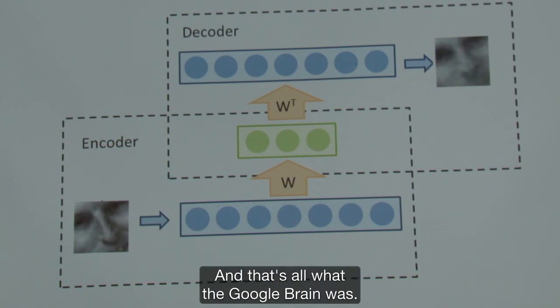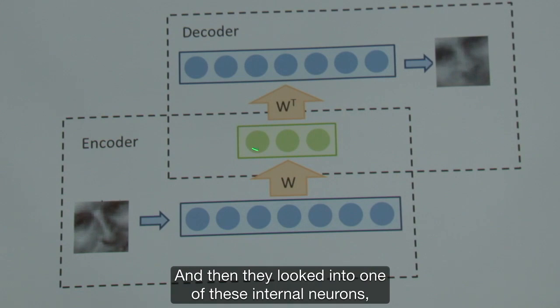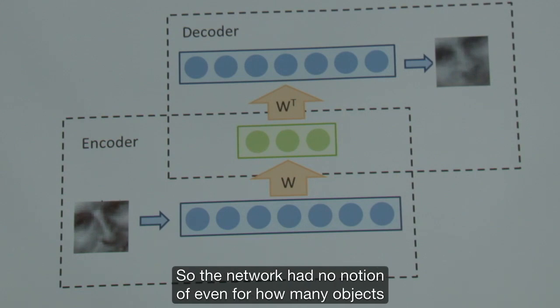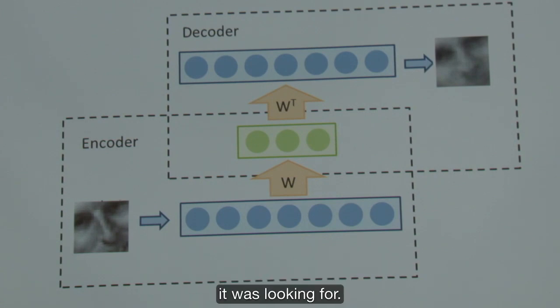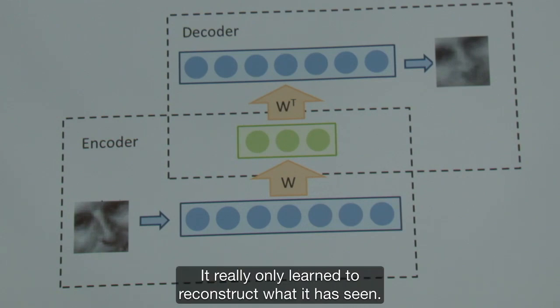And that's all what the Google Brain was. They let it run loose on all these YouTube images, and then they looked into one of these internal neurons, and that learned this cat representation. So the network had no notion of even how many objects it was looking for. That is why this cat was so impressive. Right? It really only learned to reconstruct what it has seen.